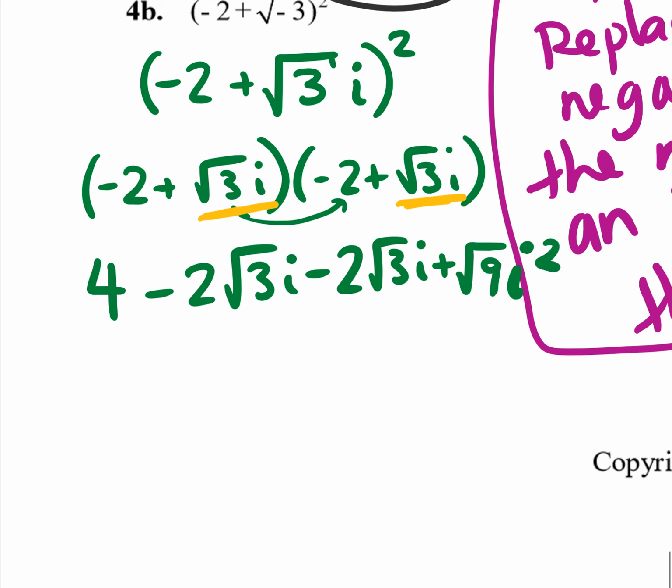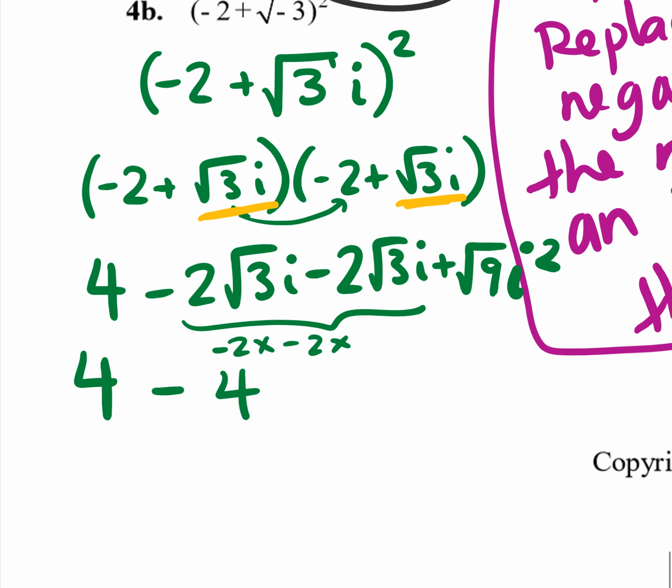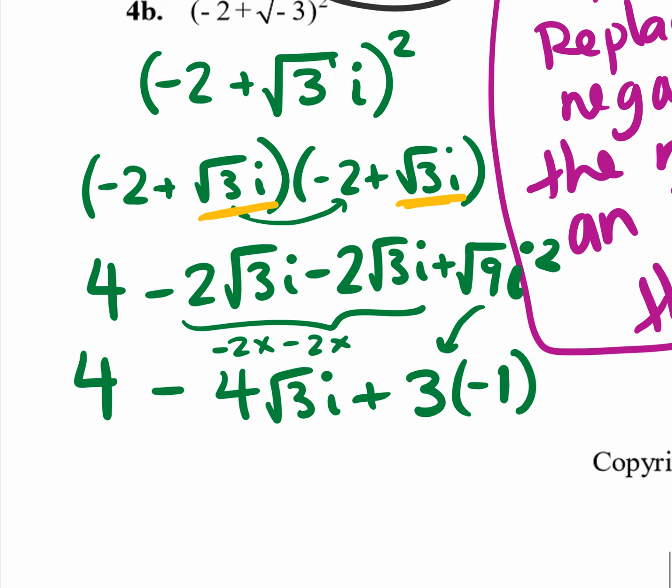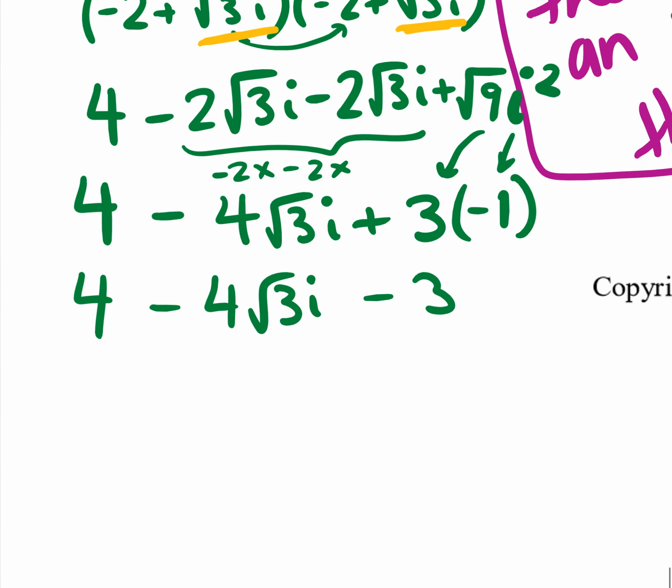All right, I think we can combine some like terms. These guys are like terms. We have -2 root 3i and another -2. It's like we had minus 2x minus 2x. That makes -4x, except the x is a root 3i. And the very last term, the square root of 9 is 3. And we know by now that i squared should be replaced with -1. So this becomes 4 minus 4 root 3i, and then minus 3, because that last term became a -3.